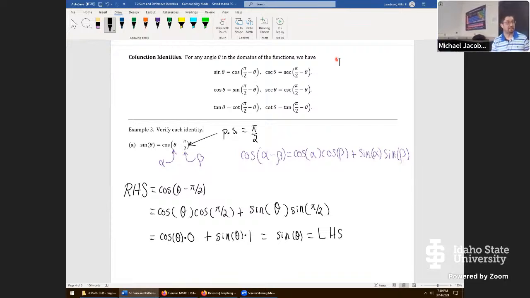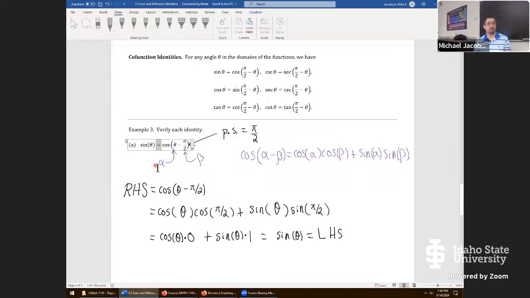Yes, that would be called a counterexample. That's when the identity itself is just false. And the way you show falseness is you find one value of theta. It has to be in the domain of both functions. But if it breaks equality for one value of theta, you've disproved the whole thing.